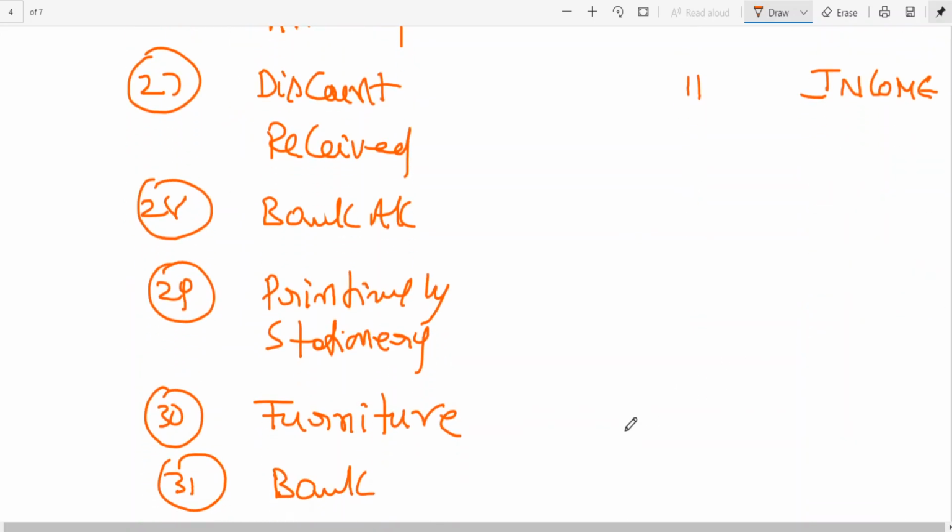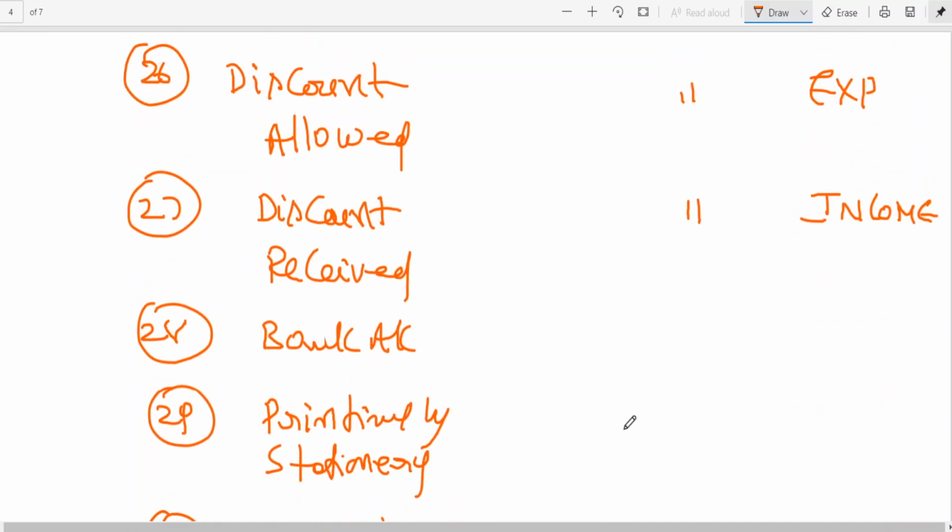Bank account. The personal account. Bank account means Andhra Bank, Canara Bank, Union Bank, State Bank. They are called artificial persons created by law. It comes under personal account. Here, bank account is an asset.